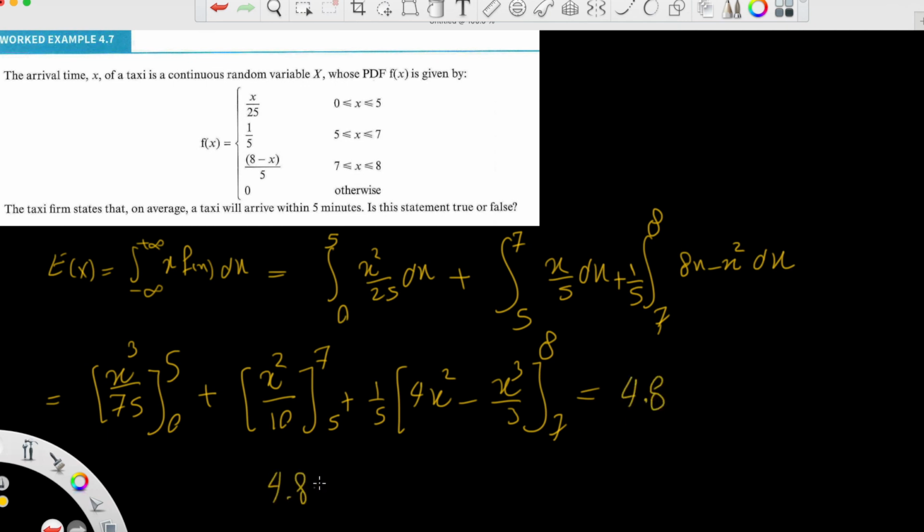As 4.8 is less than 5 minutes, it actually shows that this statement is true, because the taxi will arrive within 5 minutes, because 4.8 on average is less than 5 minutes. So this statement is true. So this chapter is over, and thanks for watching this video.